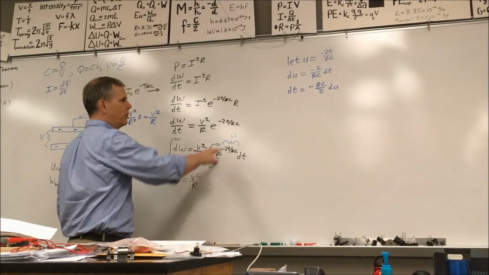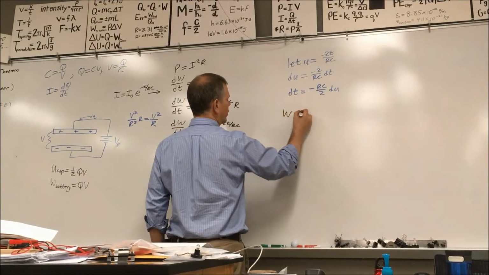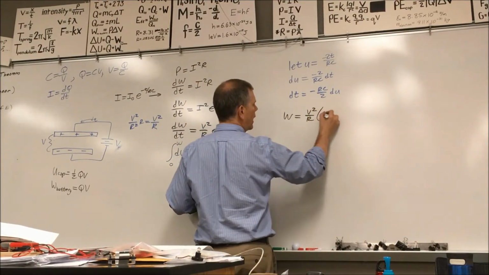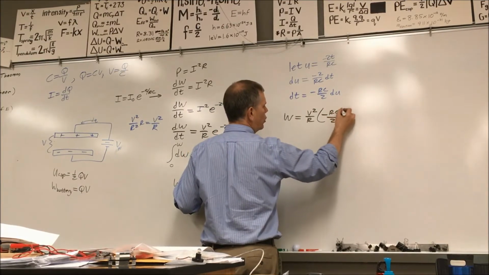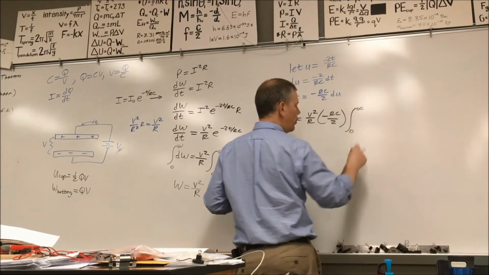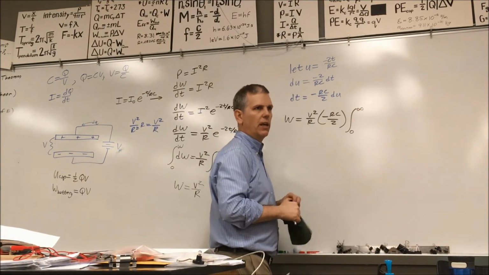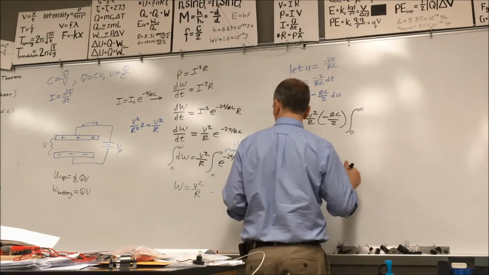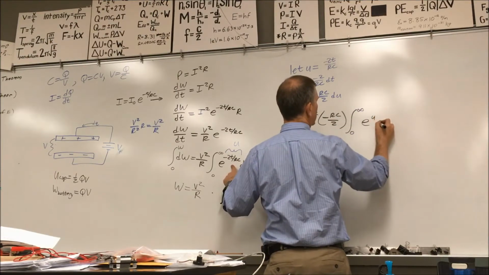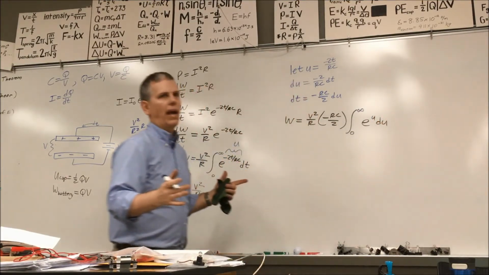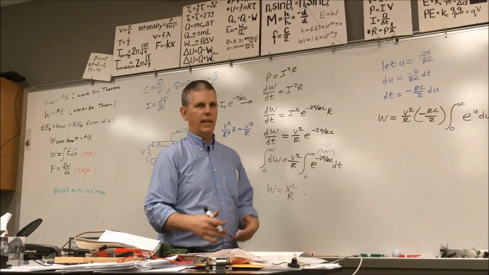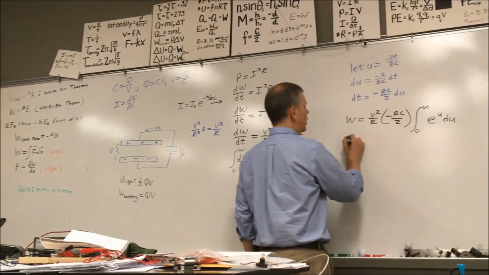Okay, now I'm going to substitute this stuff in, and I get W equals all my constants to the outside, V squared over R, negative RC over 2, times the integral from 0 to infinity. I know that technically in calculus you'd have to change your limits, but we're just going to do it and come back to the other stuff. And that's going to be e to the u du. And we know the integral of e to the u du is just e to the u.